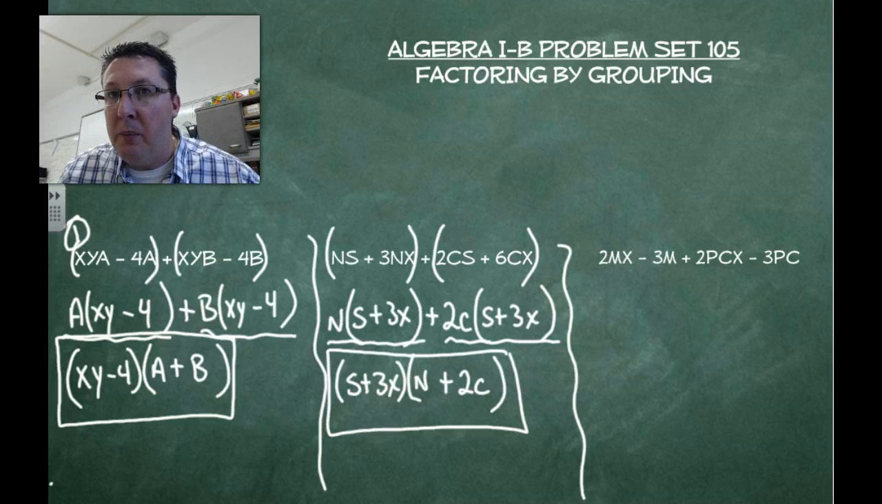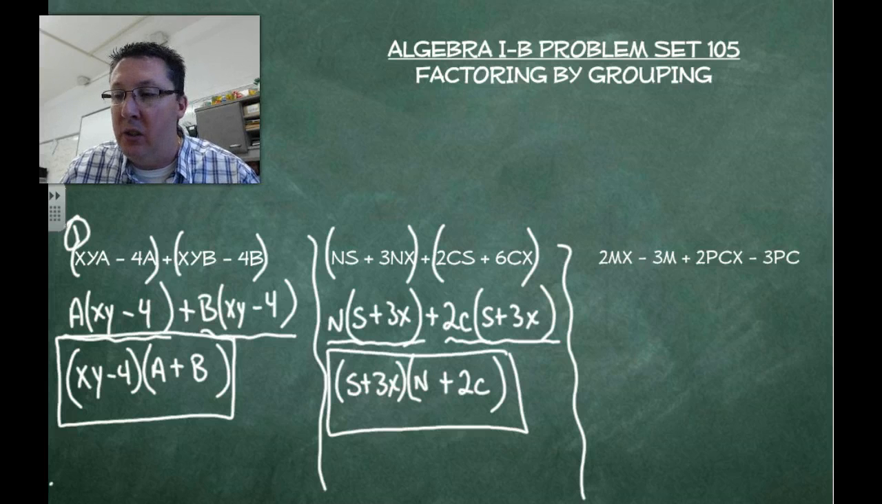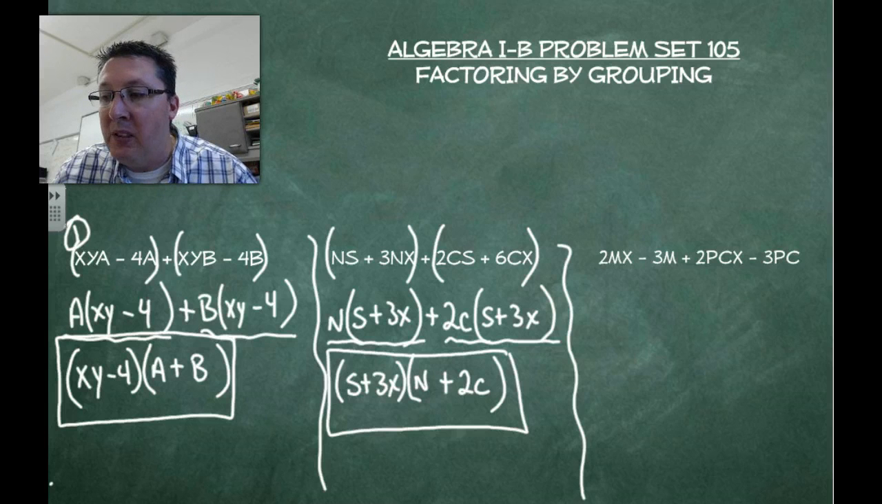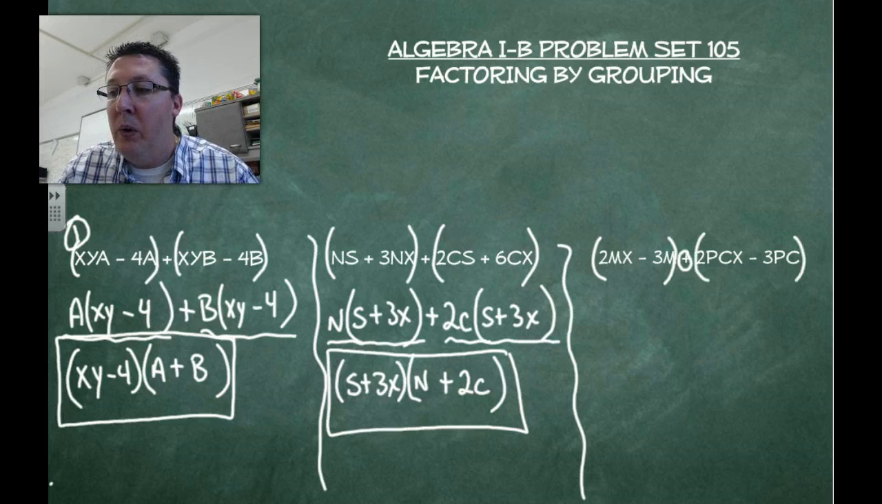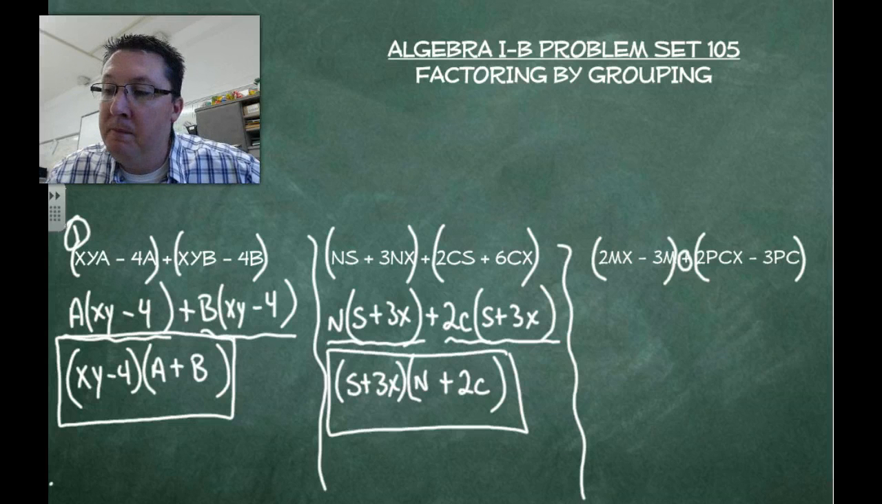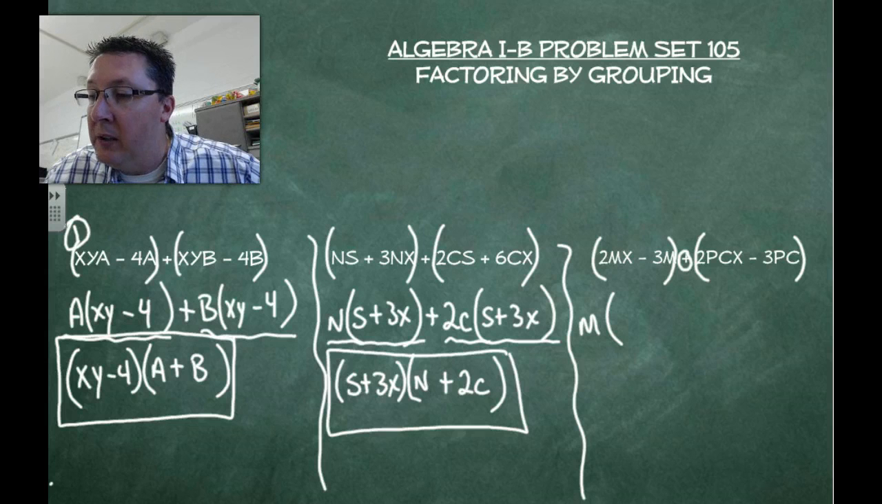All right, hopefully this is starting to make some sense. Let's look at this last problem. Again, I'm going to group them. For now, most of you will probably group the first two and the second two. Be careful to make sure that's a plus sign in between. So if I group the first two and I group the second two, separated by that plus sign, what does the first group have in common? Well, you should recognize they have an m, so pull that m out.